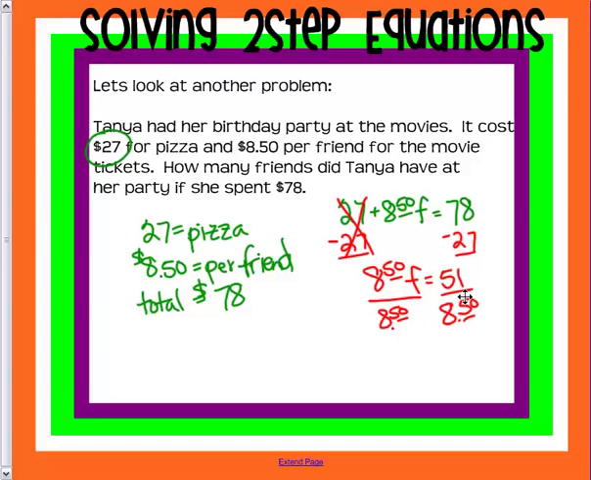okay, so take your calculator if you need to, 51, and you're going to divide that by $8.50. Oops, I did the wrong thing. 51 divided by 8.50 would be 6 people. So she brought 6 friends.